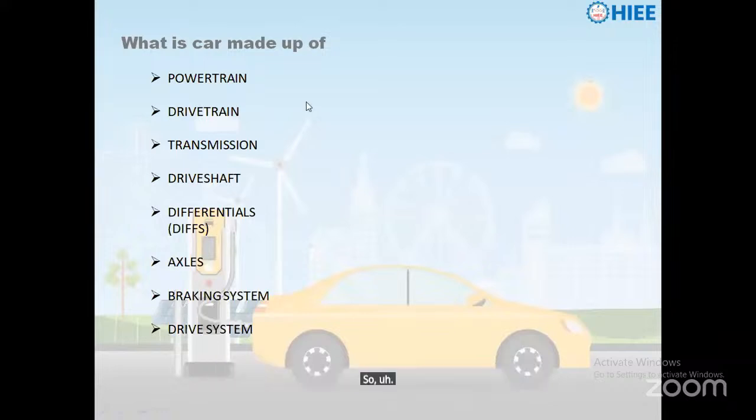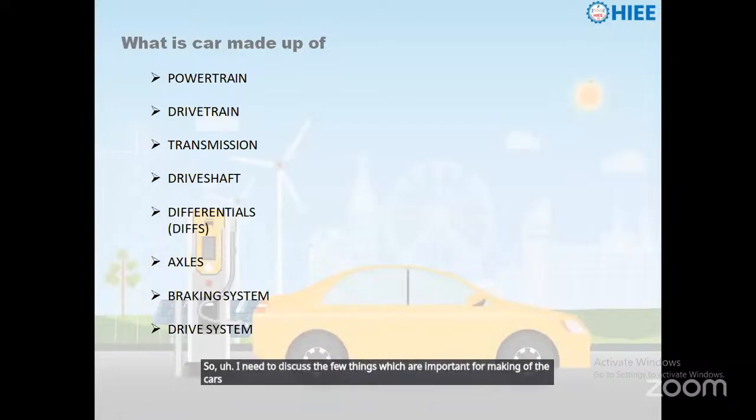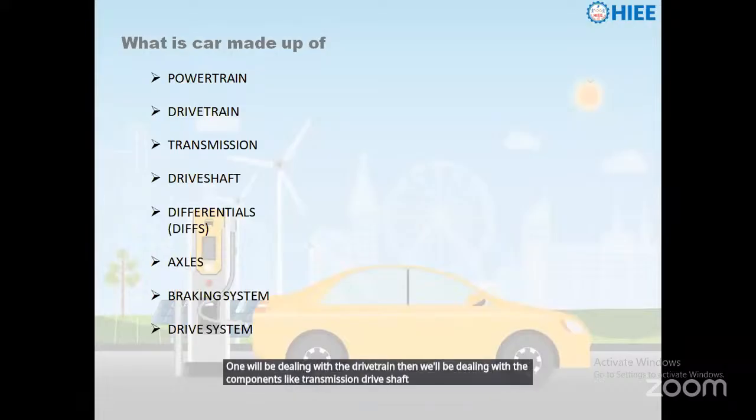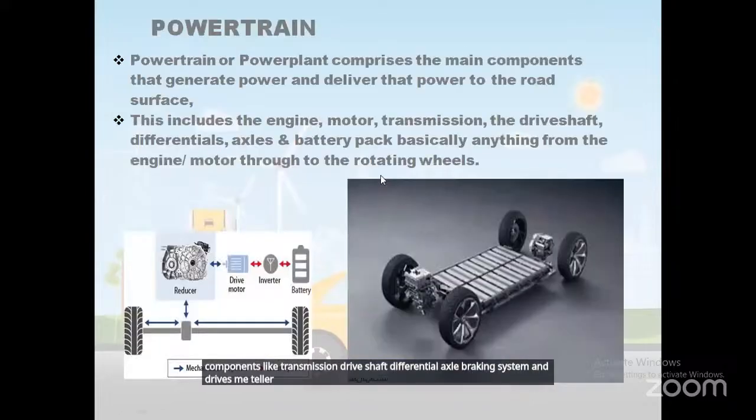So now, whenever I'm coming to the individual components, I need to discuss a few things which are important for the making of cars. Those few things are, one is the powertrain, one will be dealing with the drivetrain, then we'll be dealing with the components like transmission, drive shaft, differential, axle, braking system, and drive system. Chalo. Now let me go into the powertrain.